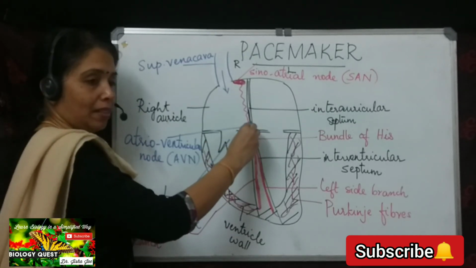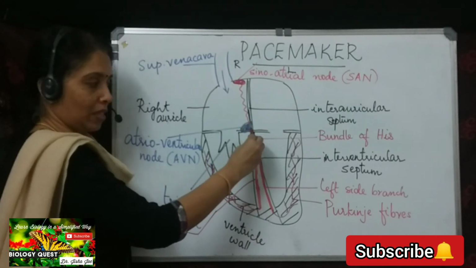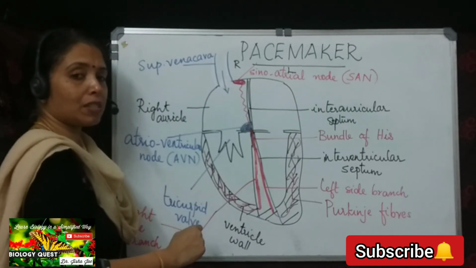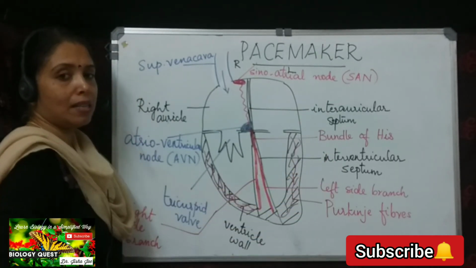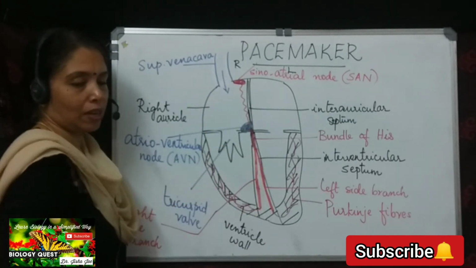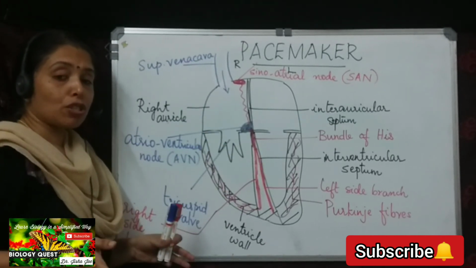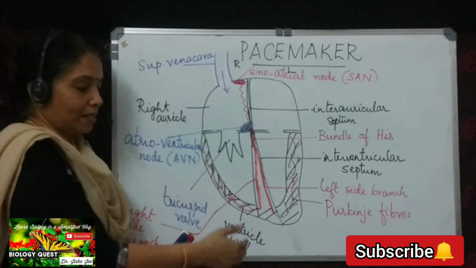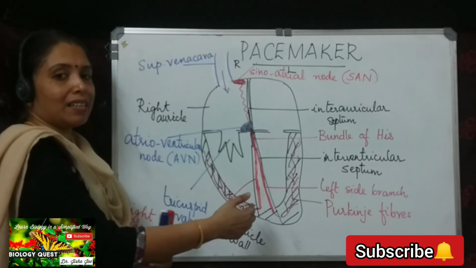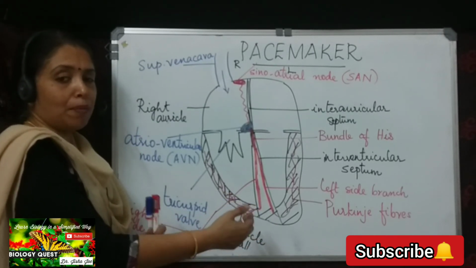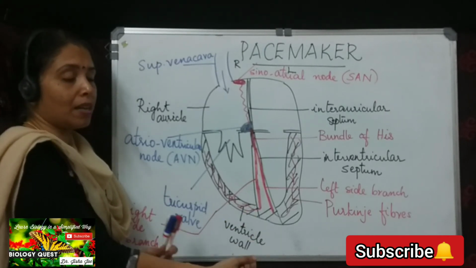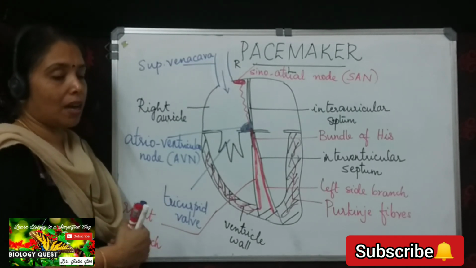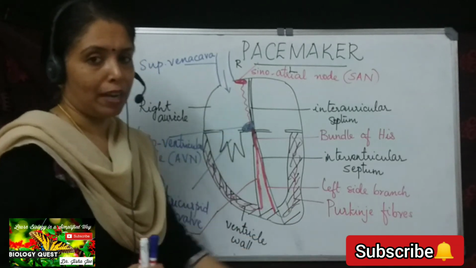From the AVN, the impulse is passed on to the next region, a bundle of fibers which we call the bundle of His. Where is the bundle of His present? In the interventricular septum. Once it enters the interventricular septum, the bundle of His divides into two branches, the right side branch and the left side branch. It runs down to the base and divides into finer fibers which traverse the walls of the ventricles, and these fine fibers are called the Purkinje fibers.